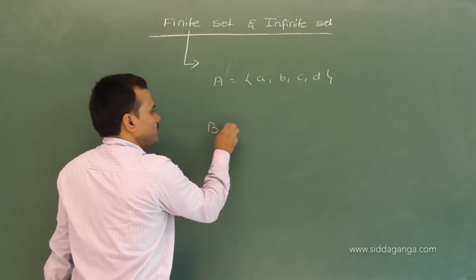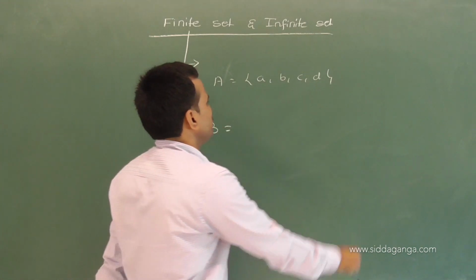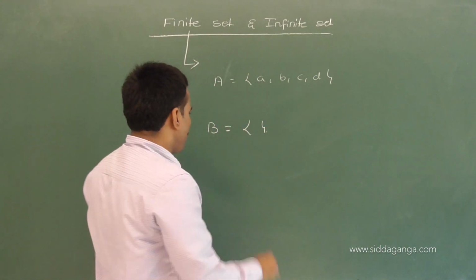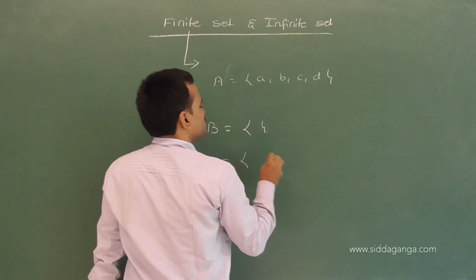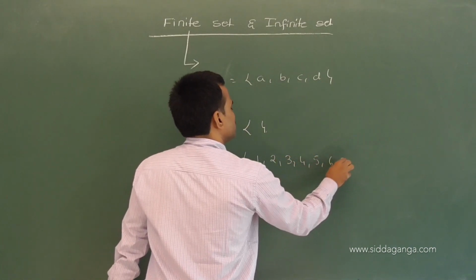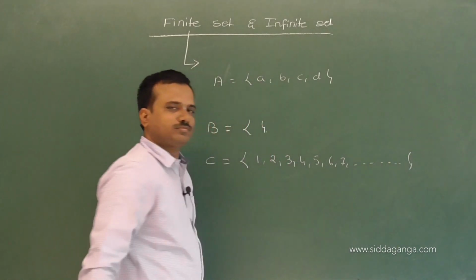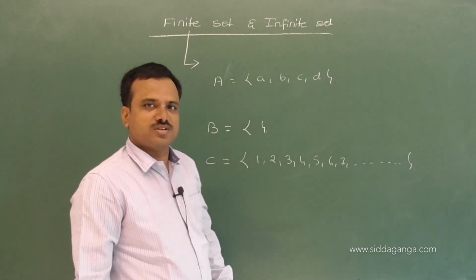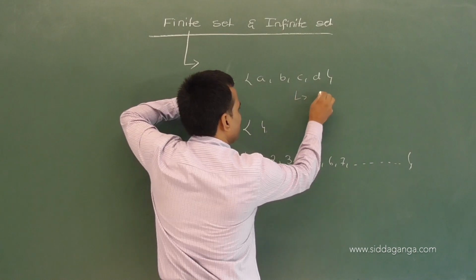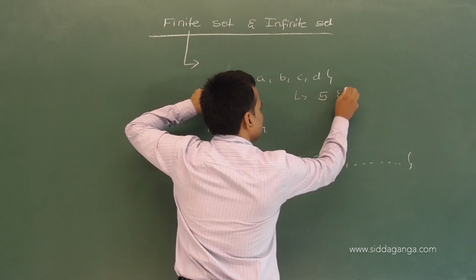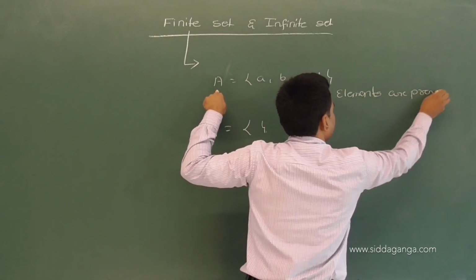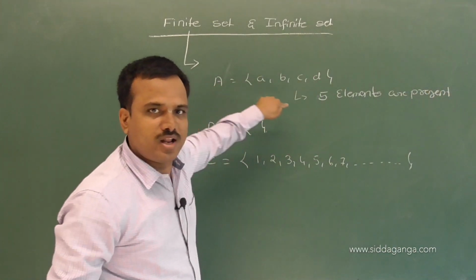One more example: B is equal to empty set. One more example: C is equal to natural numbers 1, 2, 3, 4, 5, 6, 7. Observe these 3 examples very carefully. Here, 5 elements are present, correct?